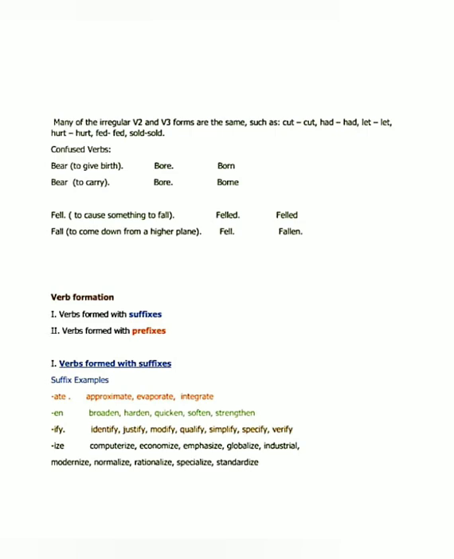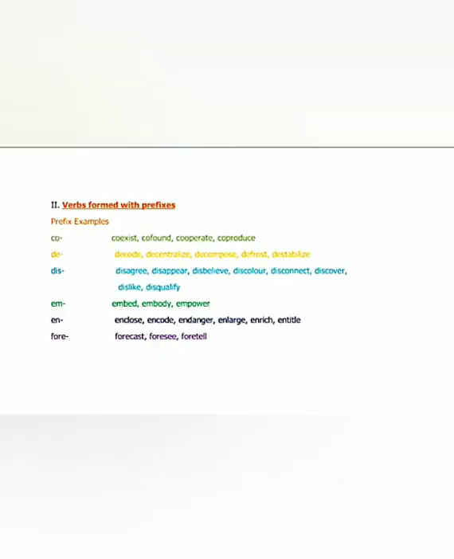Then come to the next one, verbs formed with prefixes. Prefix means that which comes before the word. So with co we can write co-found, cooperate, co-produce. With de we can write decentralize, decompose, defrost. Then dis with disqualify, disconnect, discover. Okay, so these are some examples of verb formation with suffixes and prefixes.